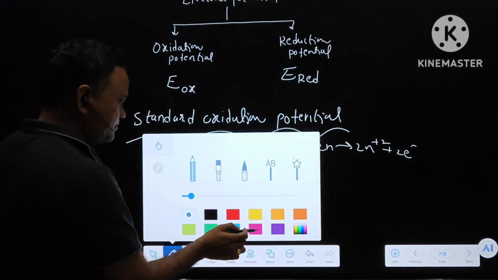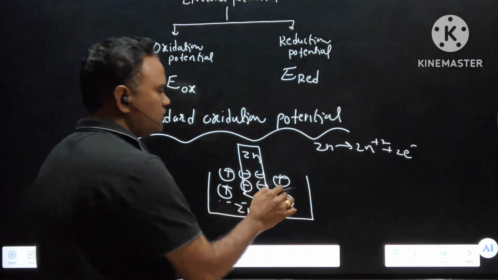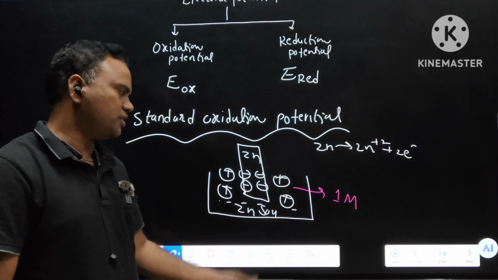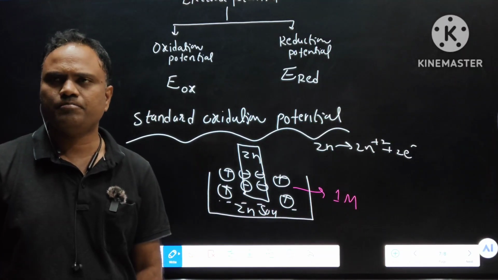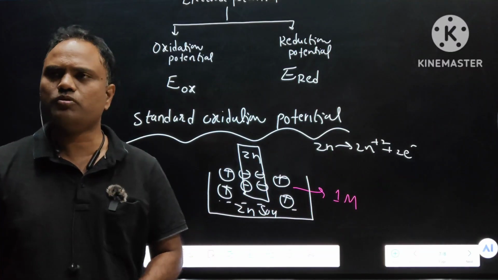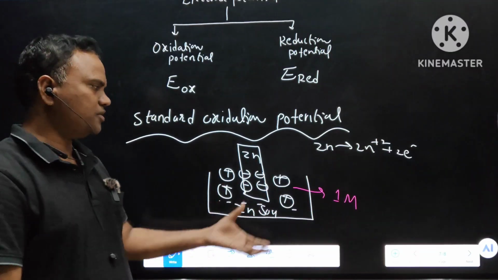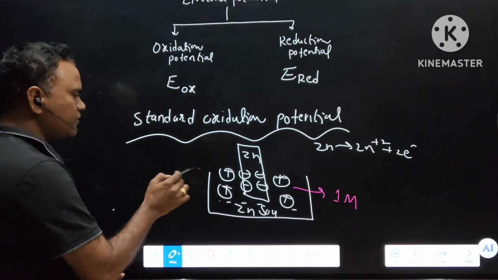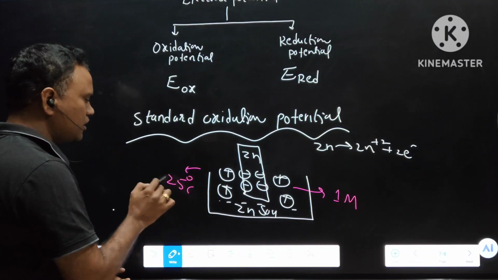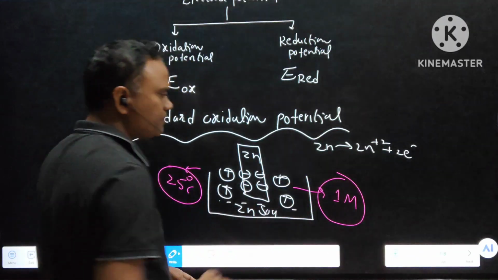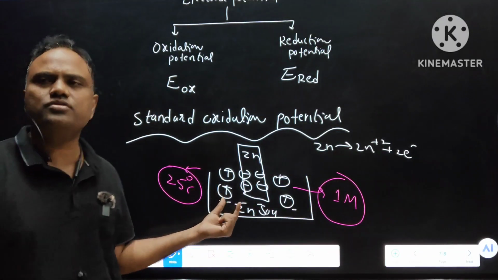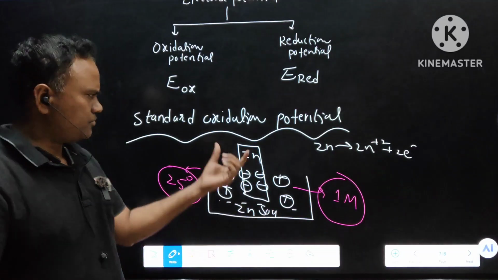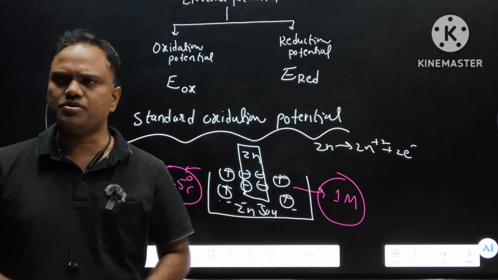Look at this. Maintain the concentration of the zinc sulfate solution at 1 molar. Standard condition, 1 molar concentration. And maintain temperature. For example, if you are doing this experiment in this room, maintain the room temperature at 25 degrees centigrade. Standard conditions, 25 degrees and 1 molar. Then the potential difference developed is called the standard potential difference due to oxidation, the standard oxidation potential.